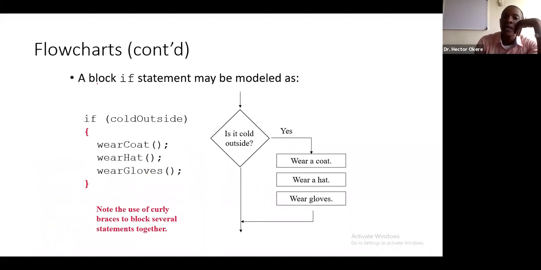For example, a block if statement may be modeled like this. You see these curly braces: if it's cold outside, wear a coat, wear a hat, wear a glove. All of this will happen if it is cold outside. If not, something else will happen. Is it cold outside? Yes, put on your clothes, put on your hat, wear some winter gloves.